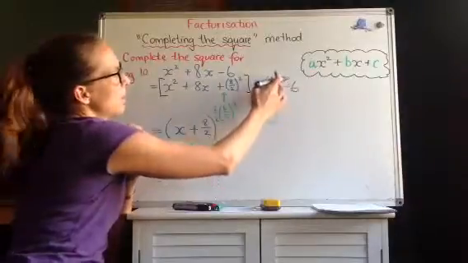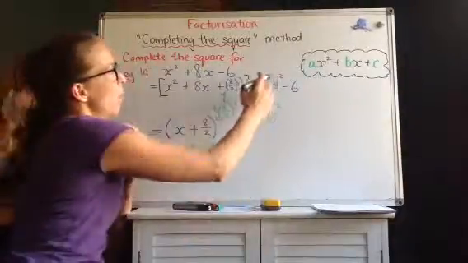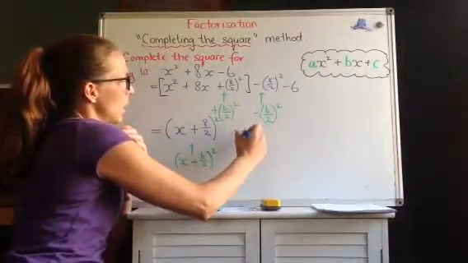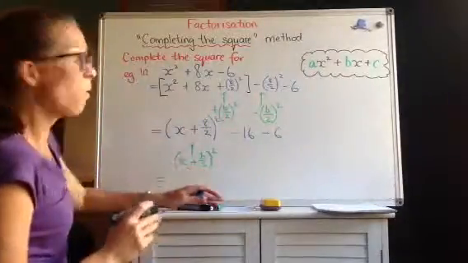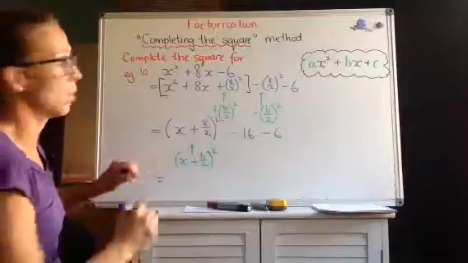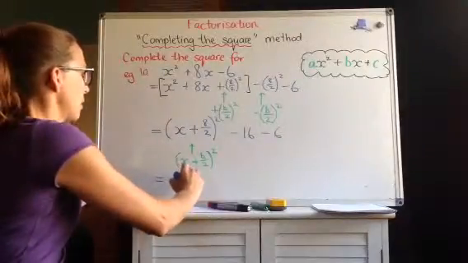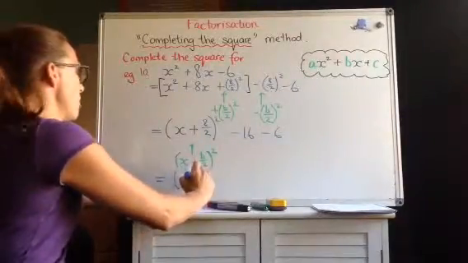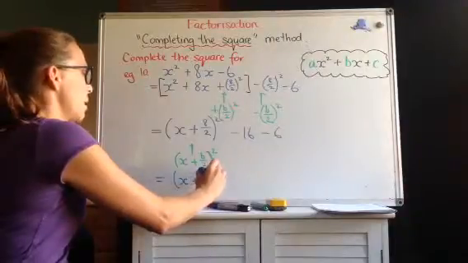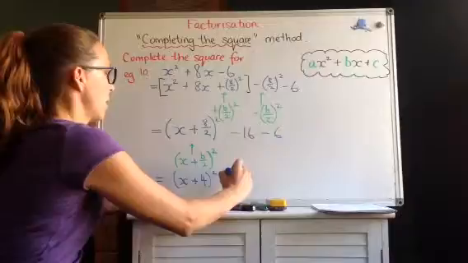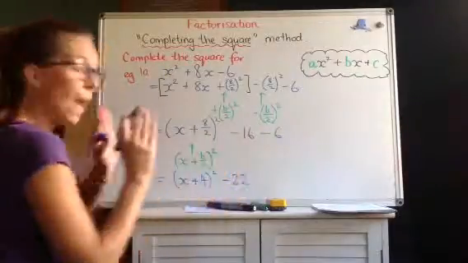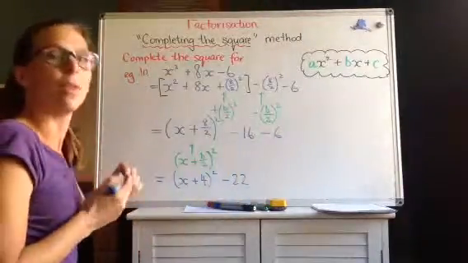Now I might make them a bit easier. 8 on 2 is 4. 4 squared is 16. So take 16 and then keep that 6. Don't forget about that. One last step is just to simplify it all down. So x plus 8 on 2, which is 4, squared. Take 16, take 6 is the same as take 22. And I've now completed the square.